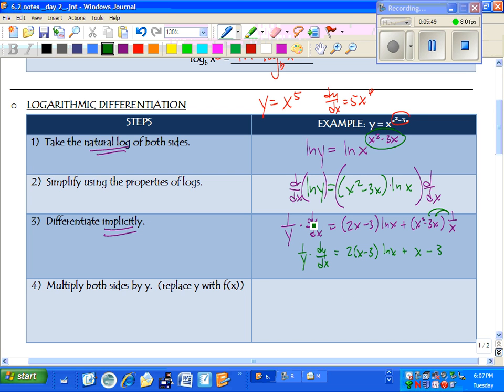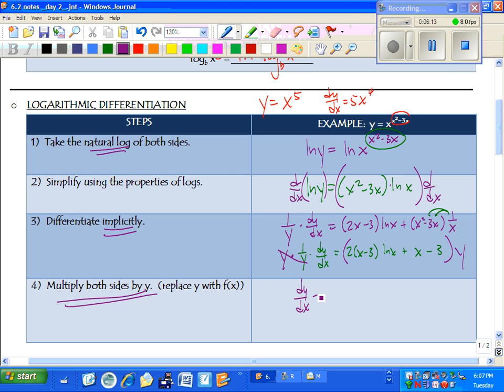Now, we're trying to find dy dx, find the derivative. We don't want this y over here. We can get rid of that. In our last step, multiply both sides by y. So if we multiply by y, that's going to cancel out. We're multiplying that whole side by y. So make sure you're not just multiplying the 3. That whole right side of the equation gets multiplied by y.